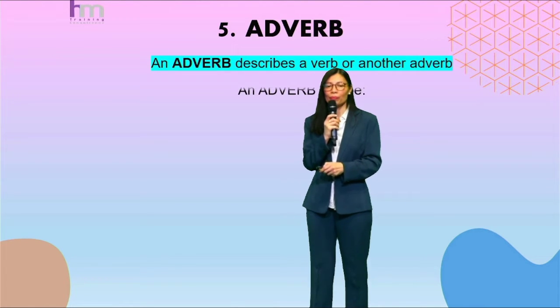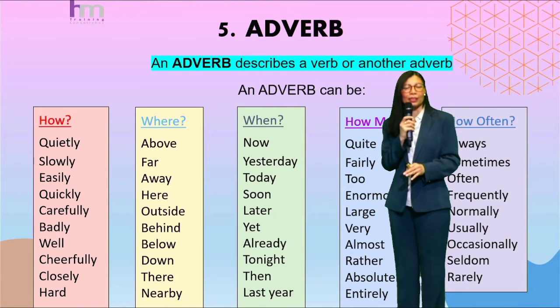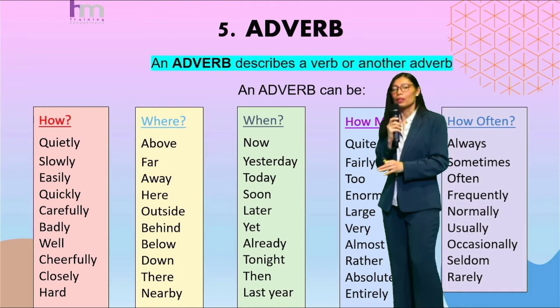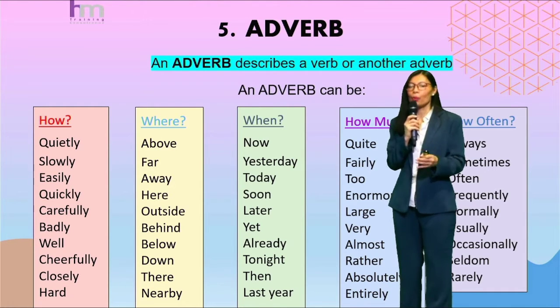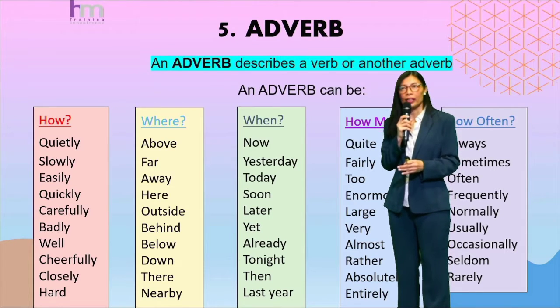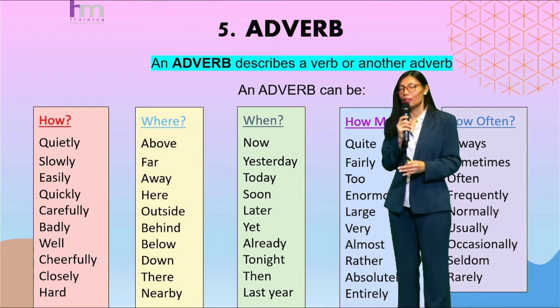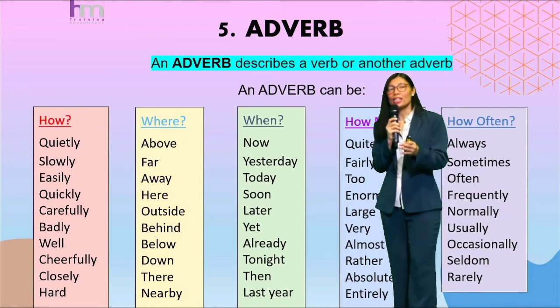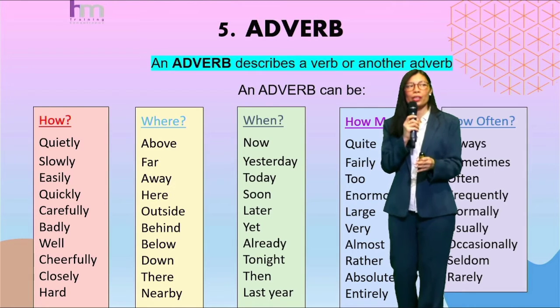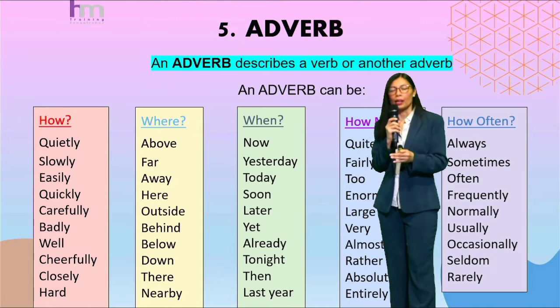An example: there's a whole list of words that you can use to describe your verbs. There's a group of them. Under one is how, to describe how. Things like quietly, slowly, easily, quickly, carefully, badly, well, cheerfully, closely, hard. So how hard somebody fell. If you notice under this category, the majority of the words end with ly. So most words that end with ly are adverbs.